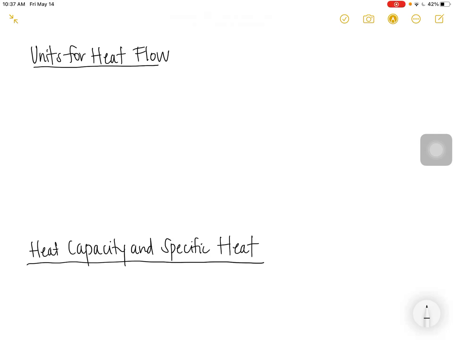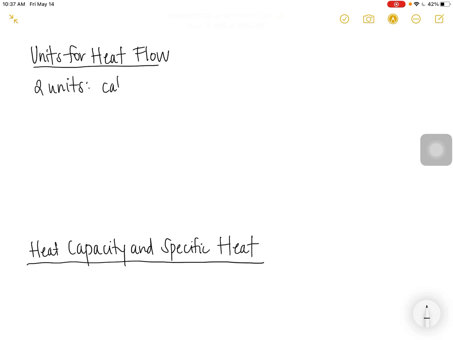This video is on units for heat, specific heat capacity, and then a formula that will actually allow us to calculate heat in a certain situation. Okay, so starting with units for measuring heat flow, there are two common units.